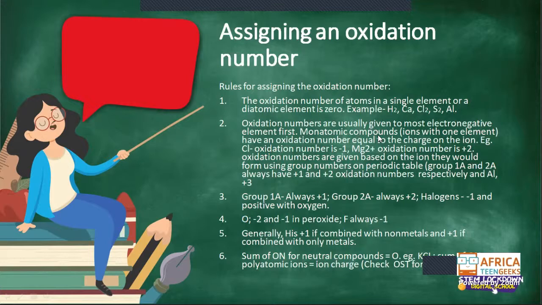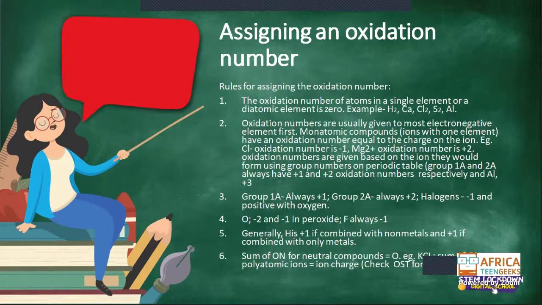So you see, for charges, the plus is after the number, but for oxidation number, the plus is in front of the number. So here, because Mg is 2 plus, our oxidation number will be +2, which is what I've just explained: monatomic compounds have an oxidation number equal to the charge. Okay, I hope you guys get that.